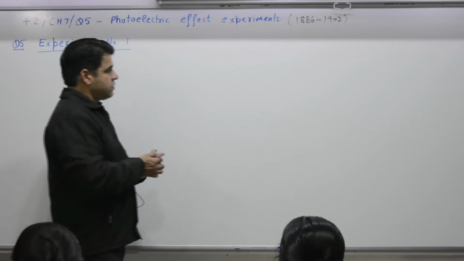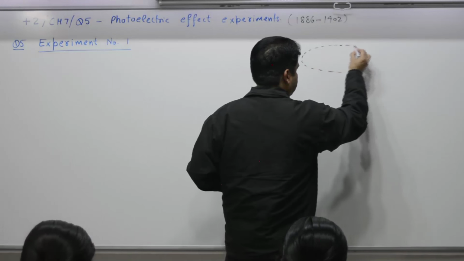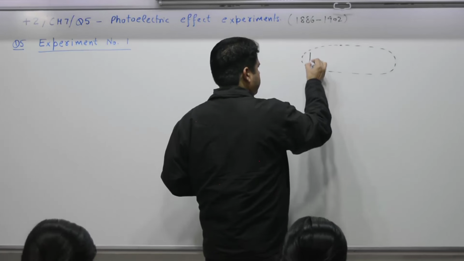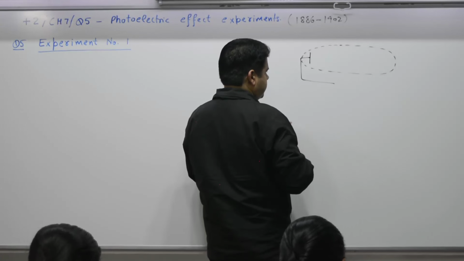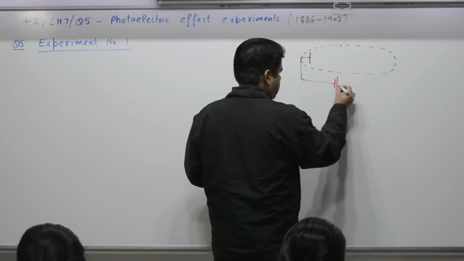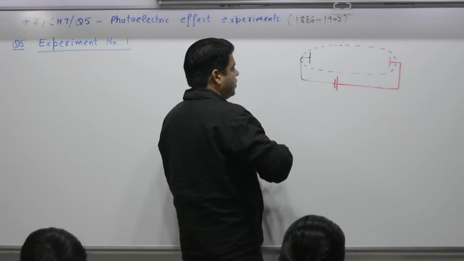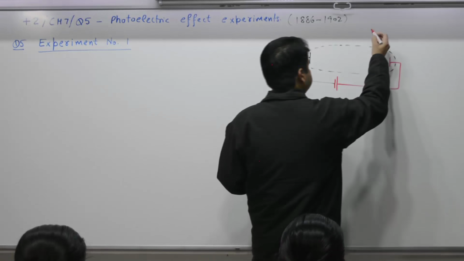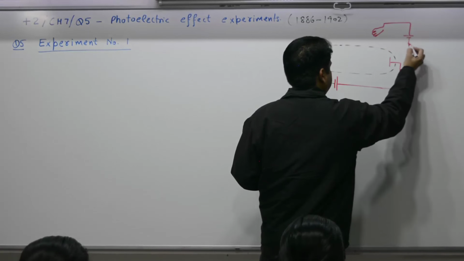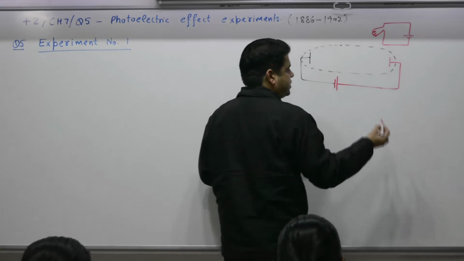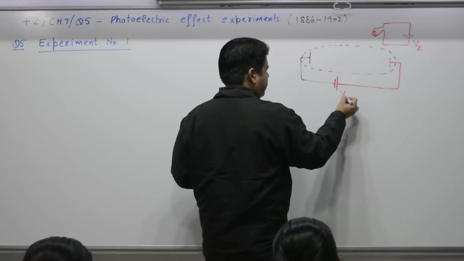What were the experiments? First of all, what was the apparatus? Evacuated tube, metal plate, some voltage, and there is a bulb, voltage applied to the bulb. Voltage given to the bulb is written as V2 or V1? V2. Voltage available here is termed as V1.